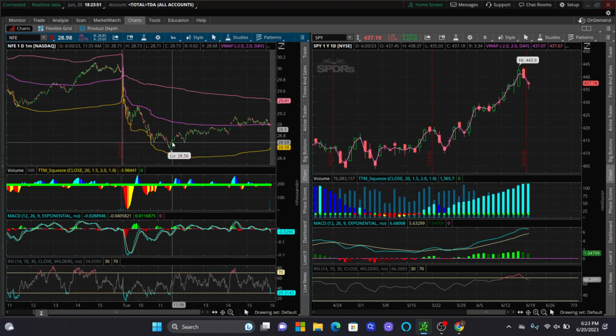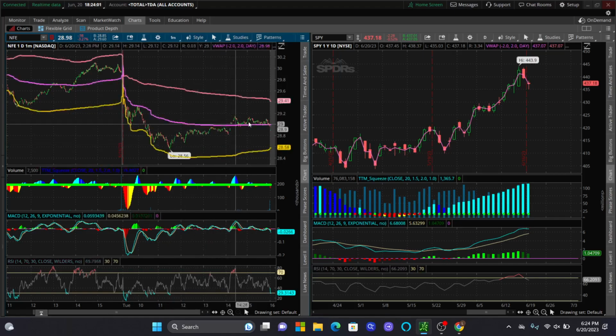It was nearly at 28.68, and they could have got 29.11. So that's a 30-cent move to the upside. So that was a nice little scalp you could have got as a day trader using this system.